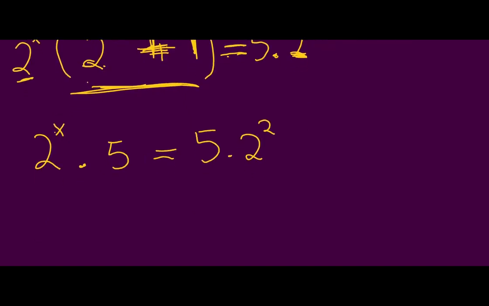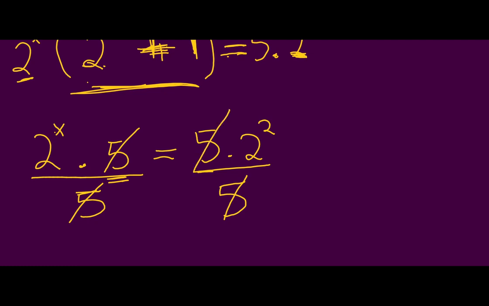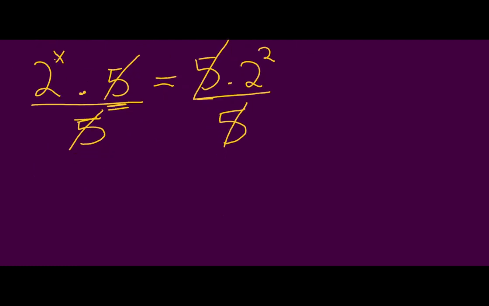Then from here, we're going to cancel 5 on both sides. To do that, we have to divide by 5 on both sides. What you do on the left, you must actually do on the right. And these values cancel each other. And then we are left with 2 to exponent x equals 2 to exponent 2.